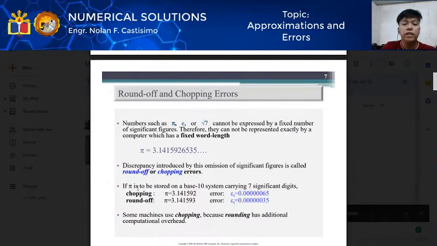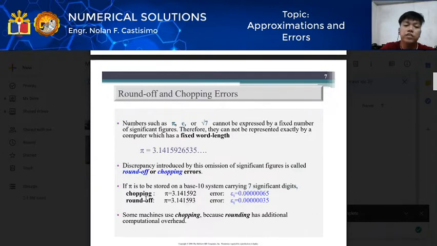So if pi is to be stored on a base 10 system carrying 7 significant digits. Sabi natin, pag sinabing base 10, yan yung decimal natin. So, going back to your computer fundamentals, napag-aralan nyo yung different number systems like decimal, base 10, binary, base 2, octal, base 8, and hexadecimal, base 16. Okay? So, in this situation, we have base 10. So, decimal yan. Tapos, dapat daw 7 significant digits lang siya.